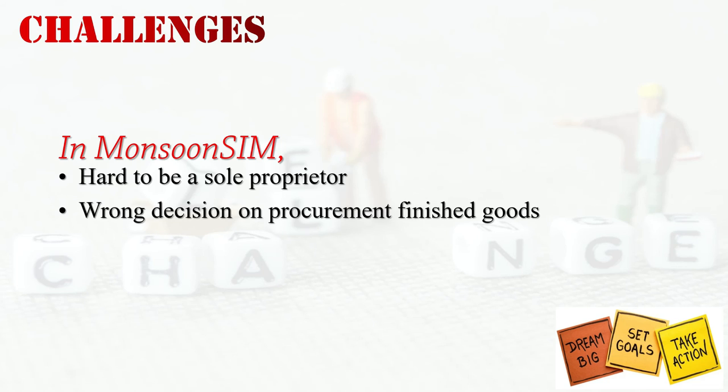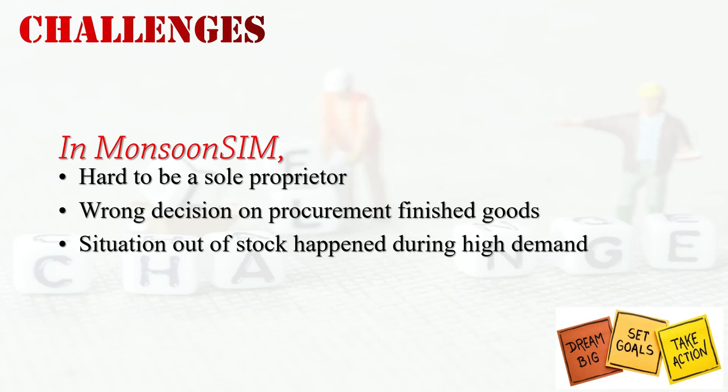Next, a wrong decision on procurement of finished goods means that we are too greedy and order too much. Overflow forces us to decrease the price in order to sell it faster. An unexpected out-of-stock situation can happen during a high demand day. This brings zero sales of the product in our business.